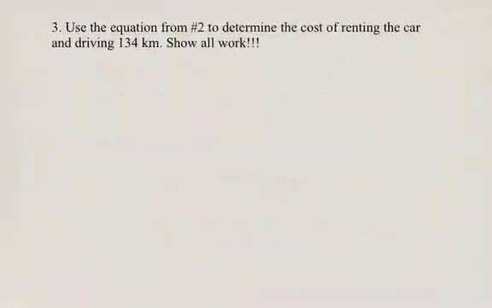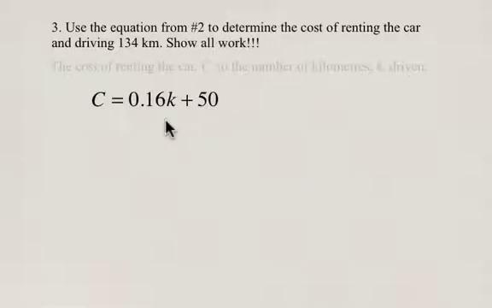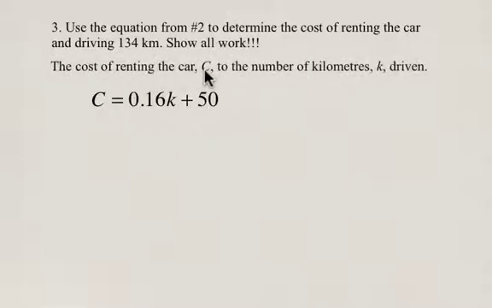In the next question, you're asked to use your equation from number 2 to determine the cost of renting the car and driving 134 kilometers. And this is how you're to show all your work any time you're solving an equation. So you've got your equation from question number 2. Remember that the cost of renting the car is C, and the number of kilometers driven is K. Well, from the question, you should underline 134 kilometers, because this is the number of kilometers driven. So K then is 134.